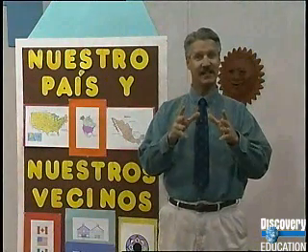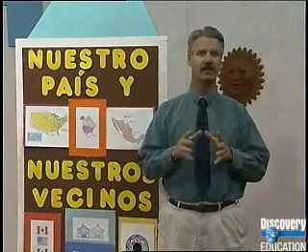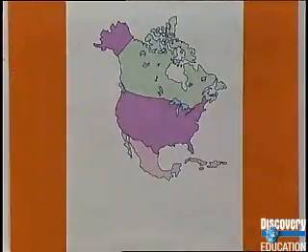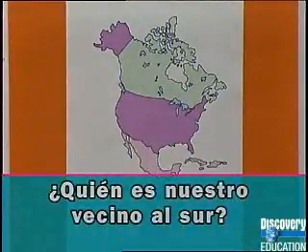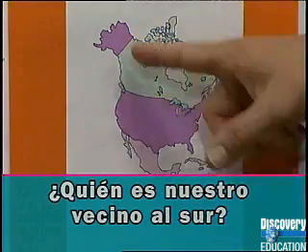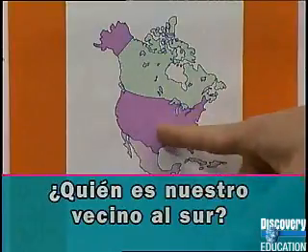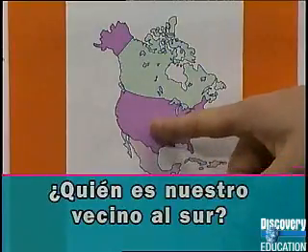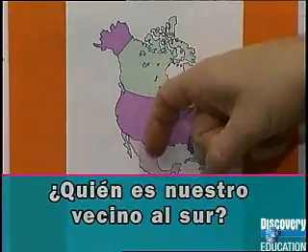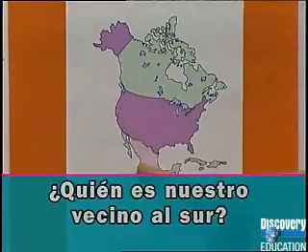Now, last class, I asked you this question. ¿Quién es nuestro vecino al sur? And we talked about, aquí están los Estados Unidos de América. So this is where we live, nuestro país. ¿Quién es nuestro vecino al sur? And we said, it's this one right here, se llama México.